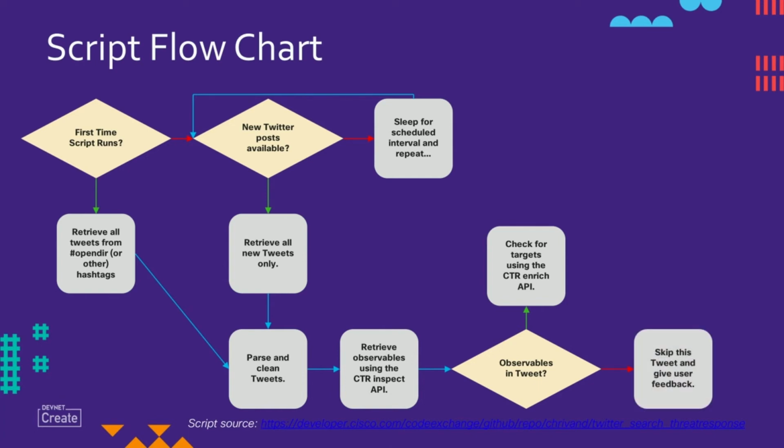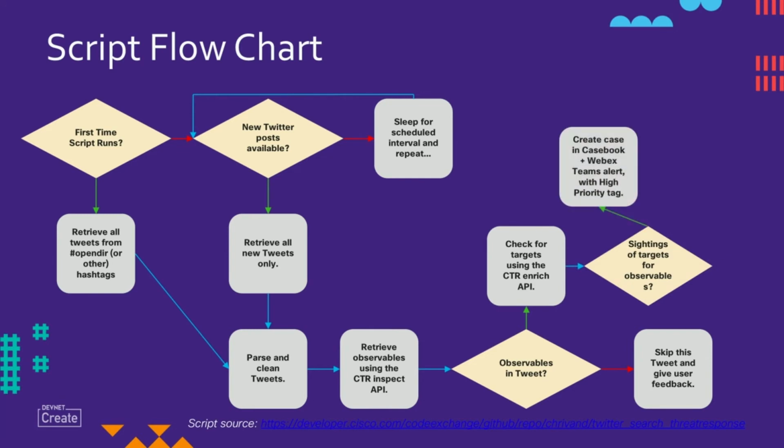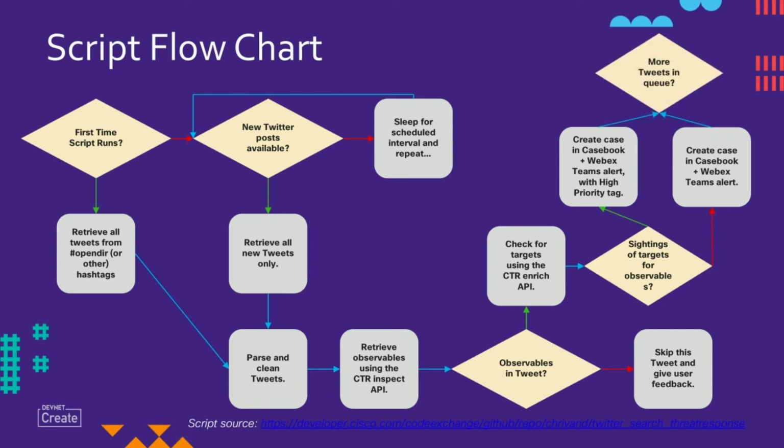If not, we're going to skip the tweet, go on to the next one. Now, if there are any sightings, we're going to create a casebook and WebEx Teams alert and set it as a high priority because we have to look at it now because someone actually reached out to it. If not, we're just going to create the casebook, but we're not going to give it a high priority. Now, if there are more tweets in the queue, we're going to loop. If not, we're going to sleep.